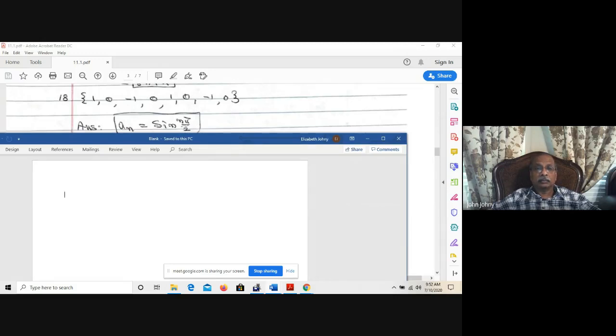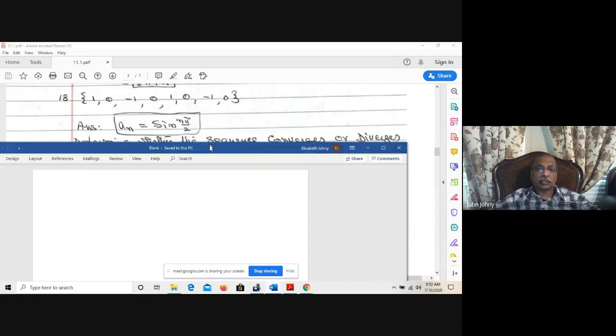N is 1 means sine pi over 2, which is 1. N is 2 means 2 pi over 2, which is sine pi, that is 0. N is 3 means 3 pi over 2. Sine 3 pi over 2 is negative 1, and so on. So that is the answer.